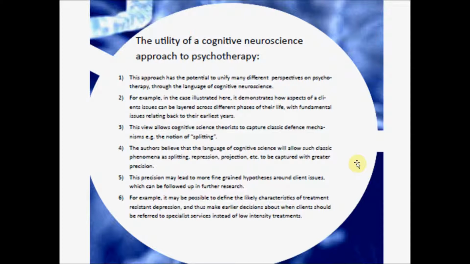And the advantage of this is that this cognitive neuroscience type of theory can be very fine-grained and allow us to make predictions and hypotheses which can then be followed up in further research. So, for example, more research and refinement of these ideas may help us to predict which clients in particular may exhibit a treatment-resistant form of depression. And certainly in the UK at this present time, that could be very useful because it could enable us to target resources for more in-depth psychotherapy at the clients for whom it will be most useful.